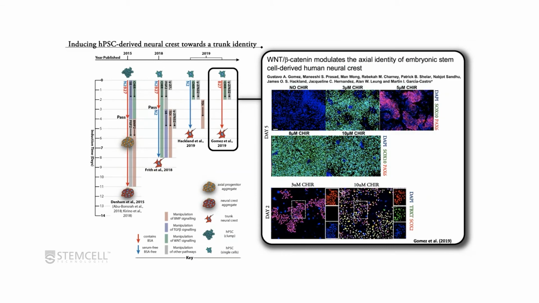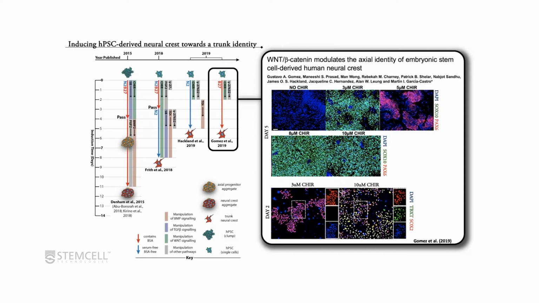And in 2019, my colleagues and I at the Garcia Castro lab published 2 papers dissecting the signals required to generate trunk neural crest. Gustavo Gomez's paper published in Development demonstrates that there are 2 peaks of neural crest induction in response to Wnt signaling, in this case mimicked by the GSK3 beta inhibitor CHIR. So the first peak, which in this protocol is at 3 micromolar CHIR, generates cranial neural crest, and the second peak, which is in excess of 8 micromolar CHIR, generates trunk neural crest.